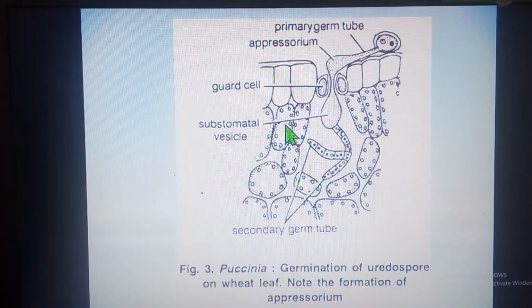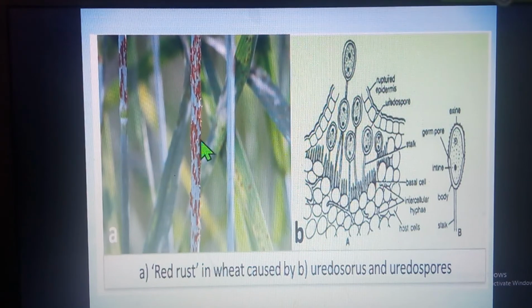Let me just show you this picture. You can see here the symptoms of uredosori on the leaf of a wheat plant. So here the urediospores are born on uredosori. These uredosori are formed on the wheat plant, that is the primary host. And you can see here the symptoms. They are brownish or red in color.